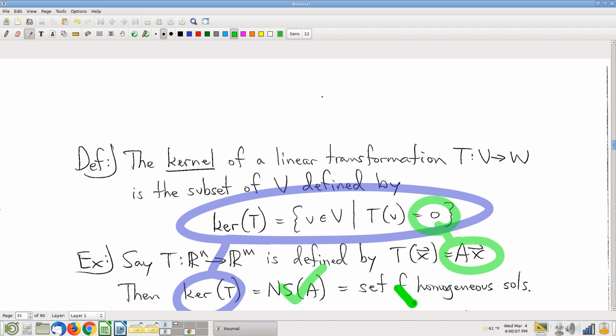Or, in chapter 1 language, that's the set of homogeneous solutions for that matrix. Right? So, a couple of different previous points of view. We've made the observation in the past that homogeneous solutions are the same as the null space. This is an old connection. But here we're saying, another way to think about it is the kernel of the linear transformation defined by that matrix.